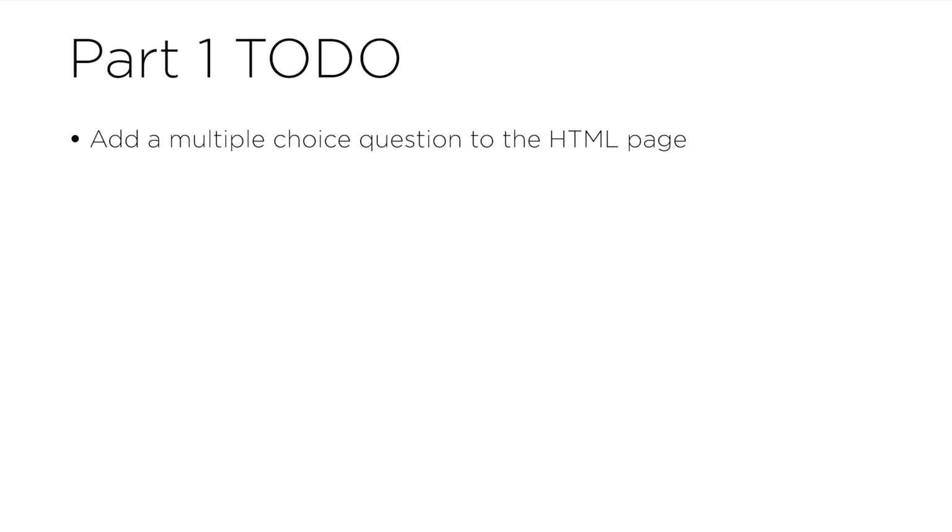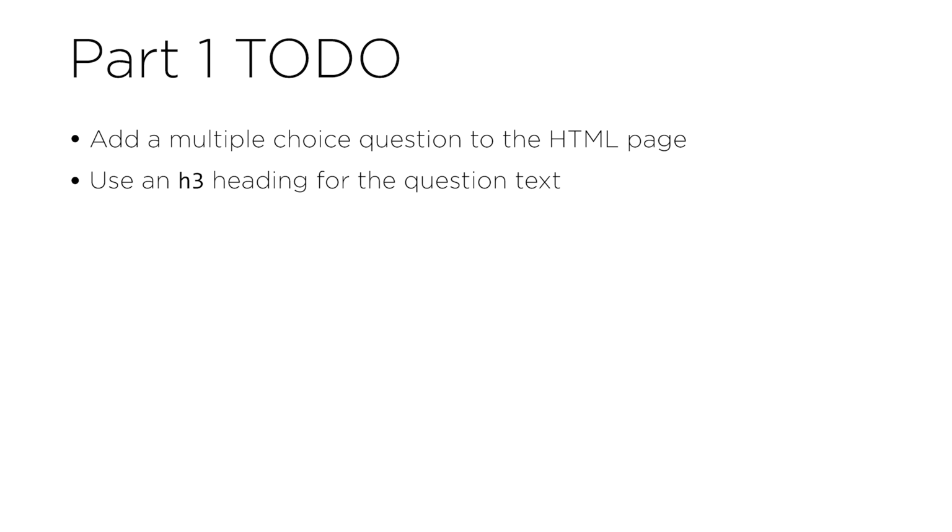So what exactly are you going to do in this lab? In part 1 of the lab, you'll start by adding a multiple choice question to the HTML page. You'll use an H3 heading for the question text. Recall that there are H1, 2, 3, 4, 5, and 6 for different levels of headings. We've already used H1 and H2, so H3 will act as the heading here. And then you'll add one button for each possible answer choice. You should probably have at least 3 different answer choices that the user can choose from, of which exactly one of them should be the correct answer.